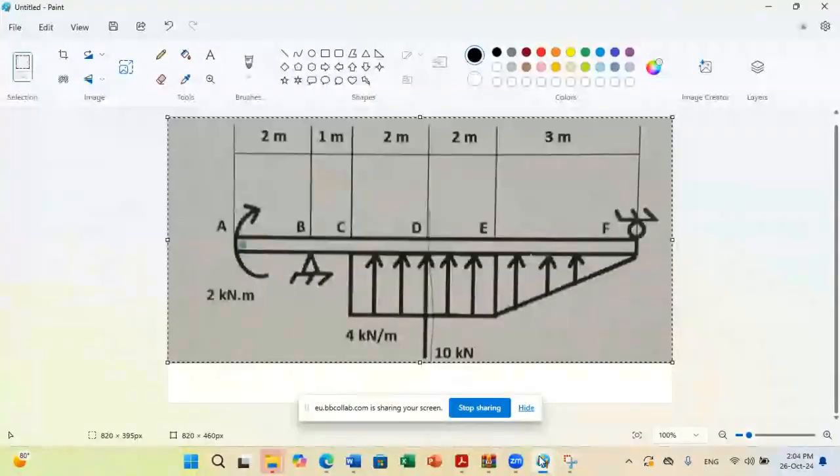Okay, do you see the screen now, the beam? Yes.